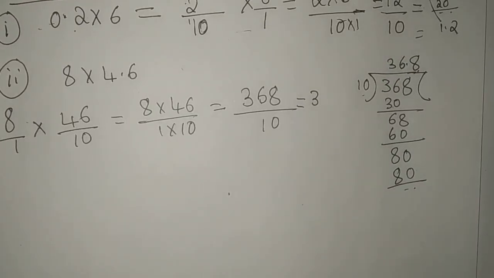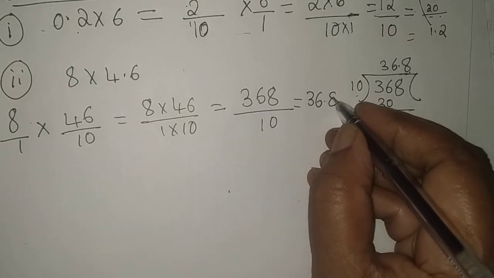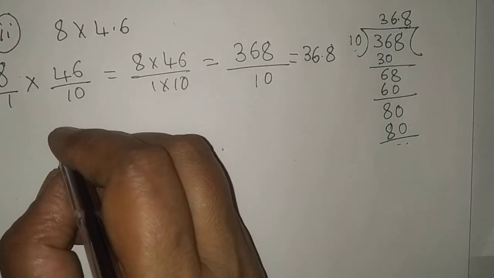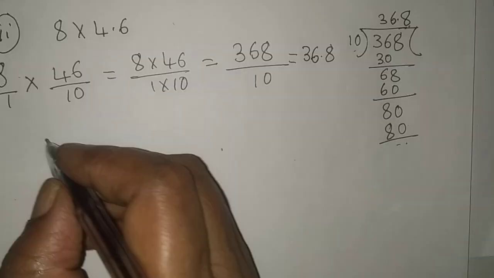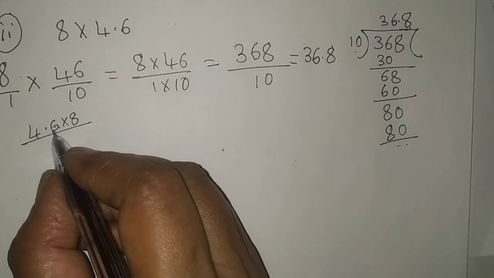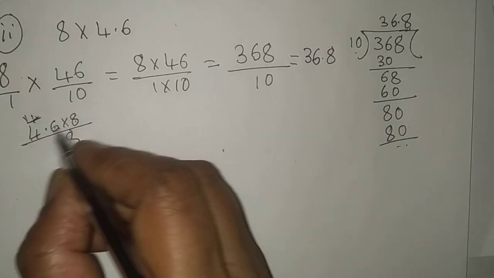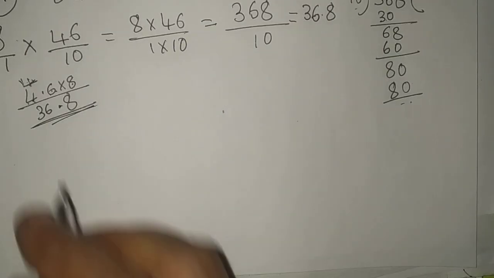So we get 36.8. Try out this. You can also directly multiply here. 4.6 into 8: 8 6s are 48, 8 carry, put a point, 8 4s are 32 plus 4 carry. Directly also you can multiply, you will get this answer.